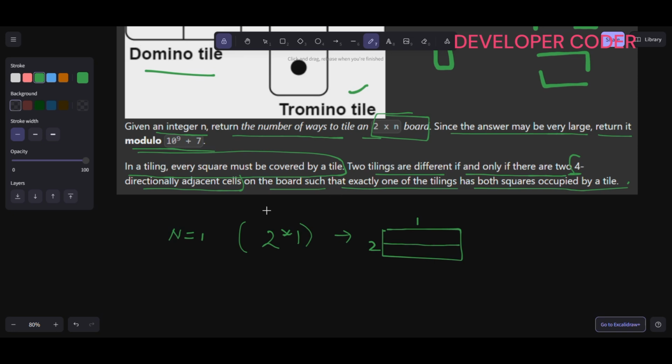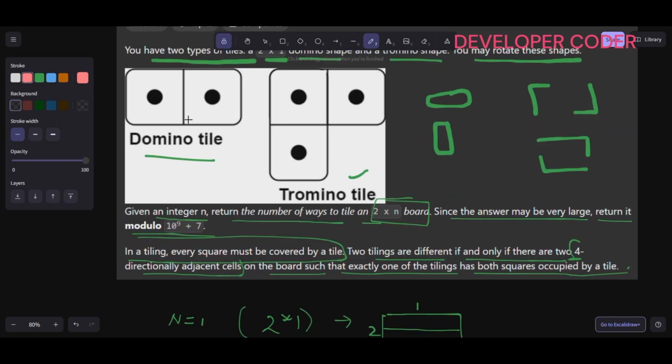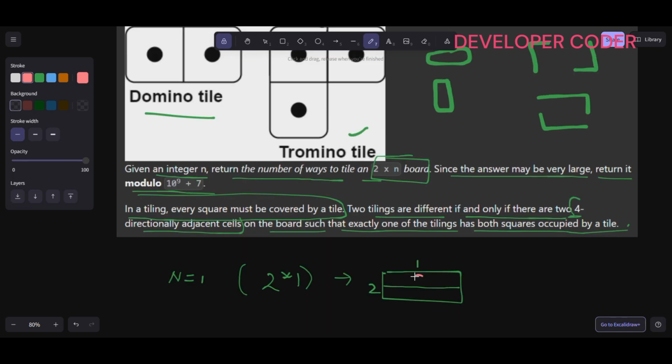Now how many ways are there? There is only one way. If I place the domino tile like this, 2 into 1, this is the only one way. So my output is going to be 1 for this.